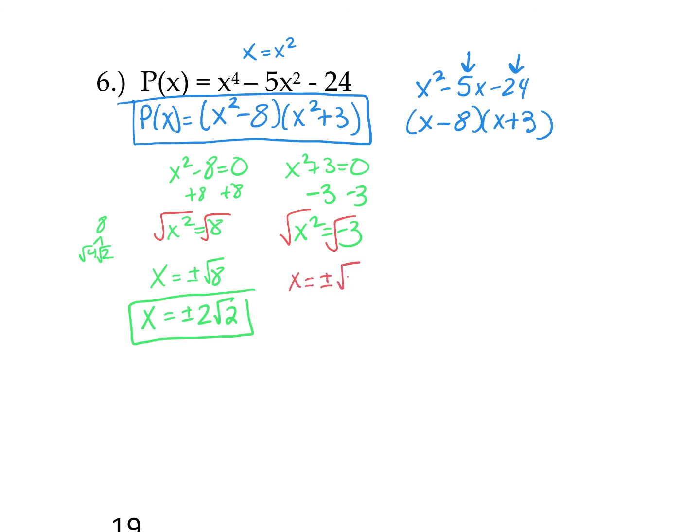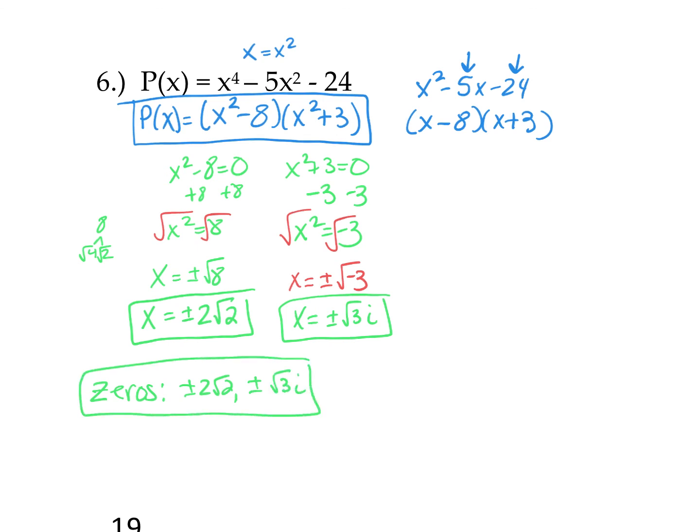Plus or minus the square root of negative 3. So that's plus or minus the square root of 3i. And so my zeros are plus or minus 2 root 2 and plus or minus square root of 3i. So let me check really quick. I have 2 zeros here, 2 zeros here. 2 plus 2 is 4, 4th degree. So I have all my zeros.